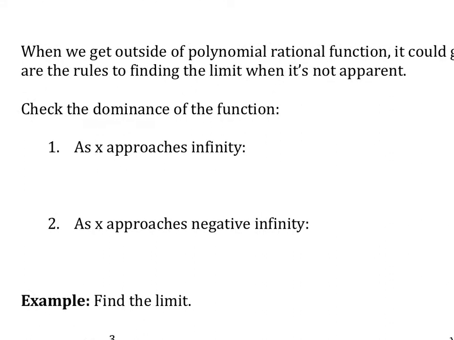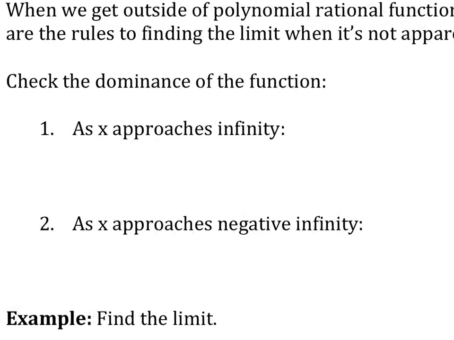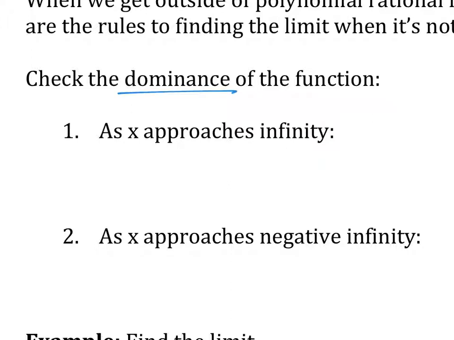Okay, so basically when we get out of polynomial functions, it gets tricky. You really have to think about what is going on. So we are going to check dominance. Dominance means which function is going to go faster. You need to have an idea of all your parent functions in your head. That way you can check.